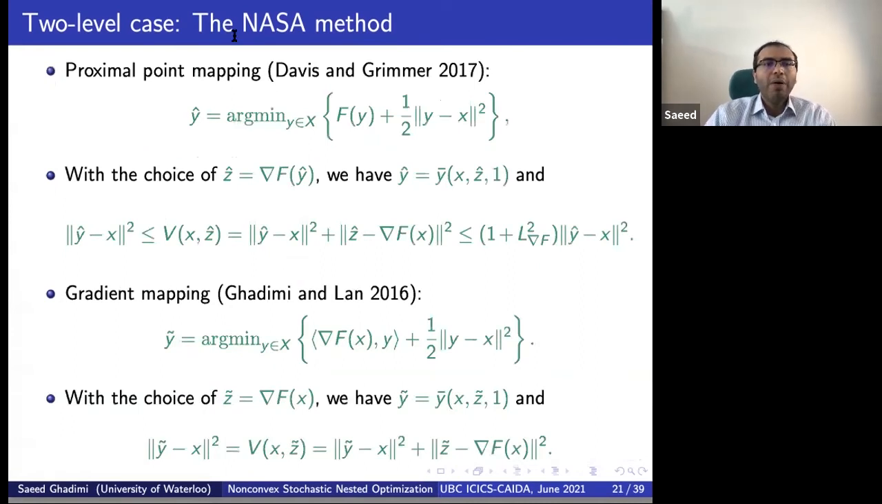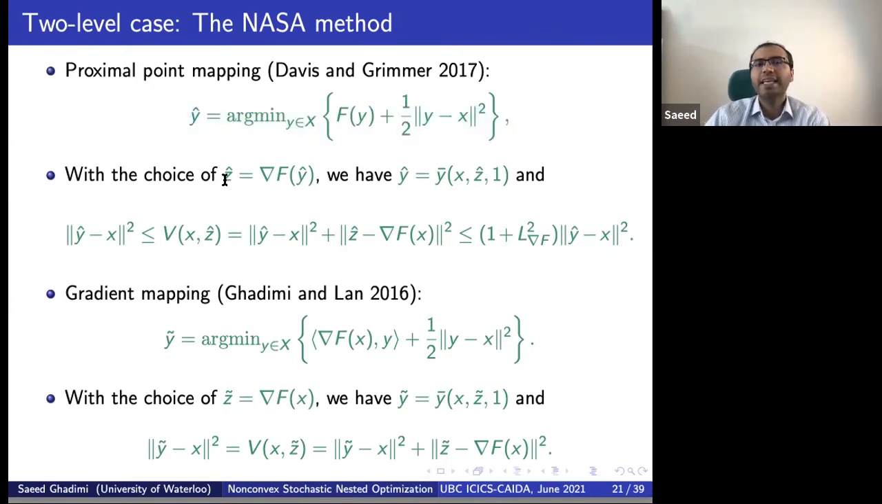Now let's see how our measure of optimality is related to the measures that have been used in the literature. Here I have listed two famous optimality measures. The first one is the proximal point mapping. Assume that y bar is a solution to this one. The measure of optimality for this proximal point would be just y bar minus x squared.